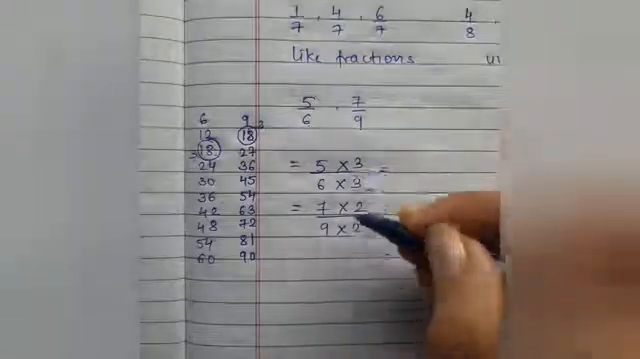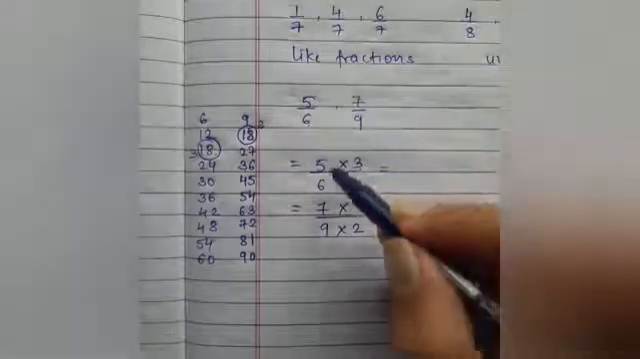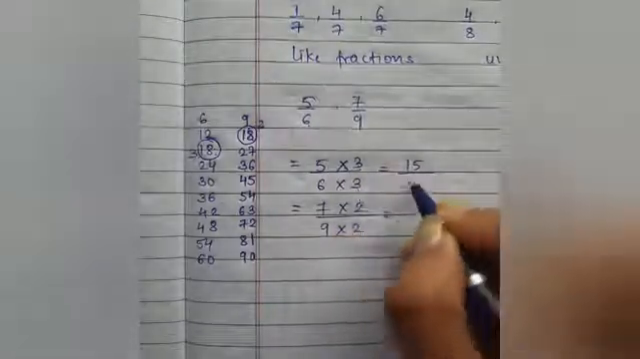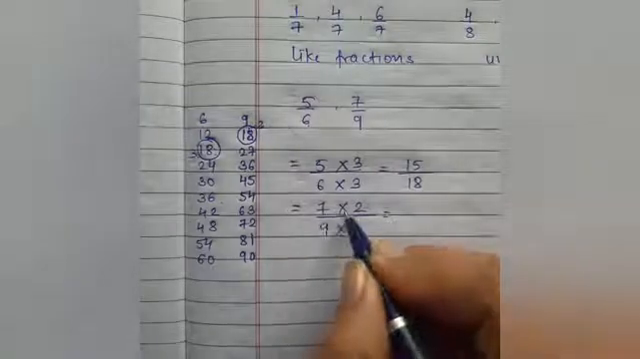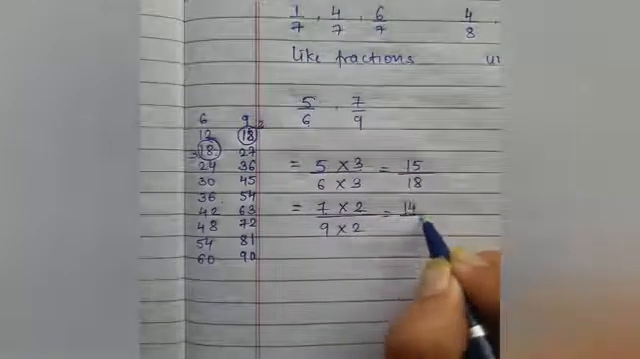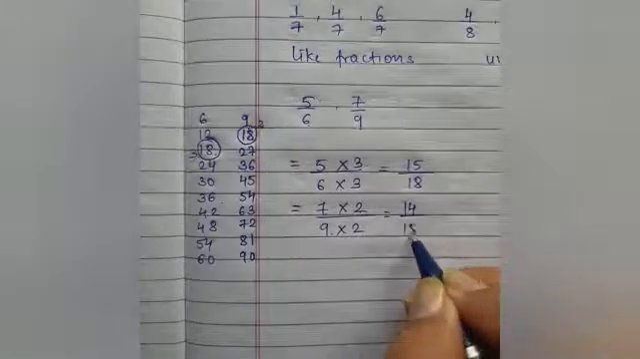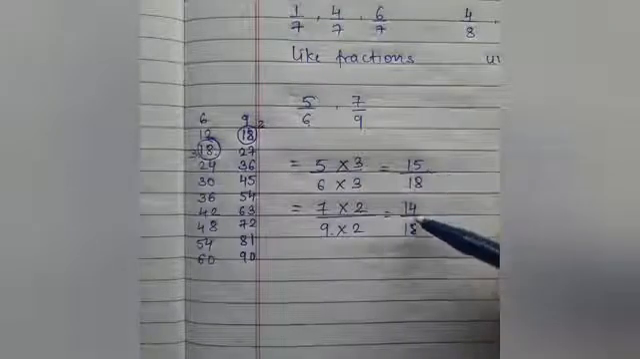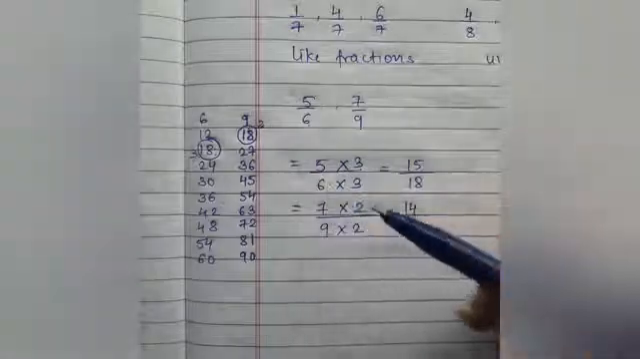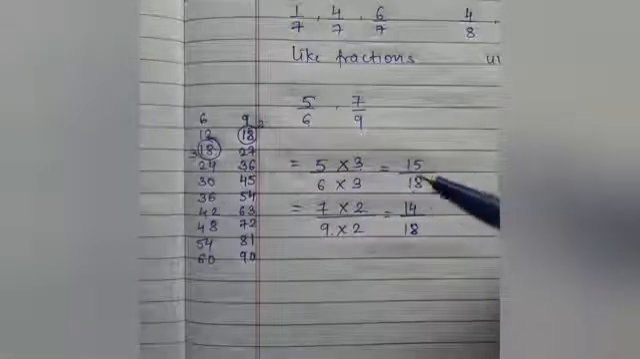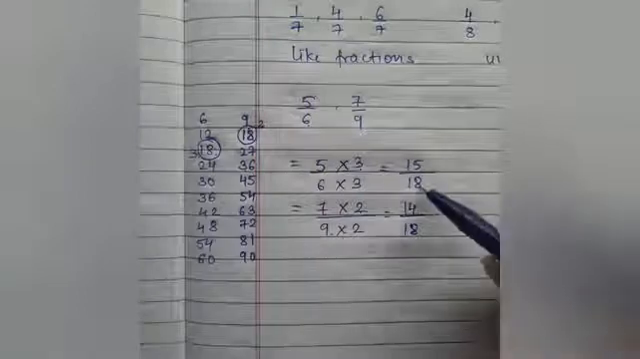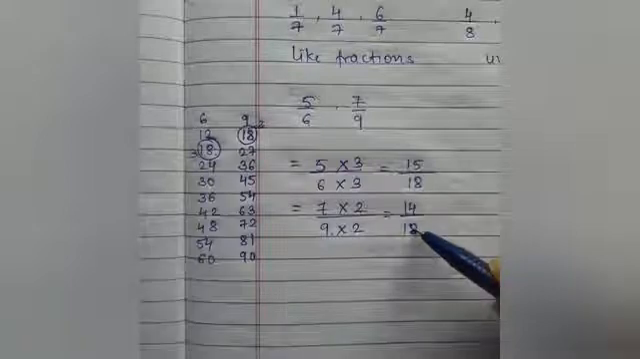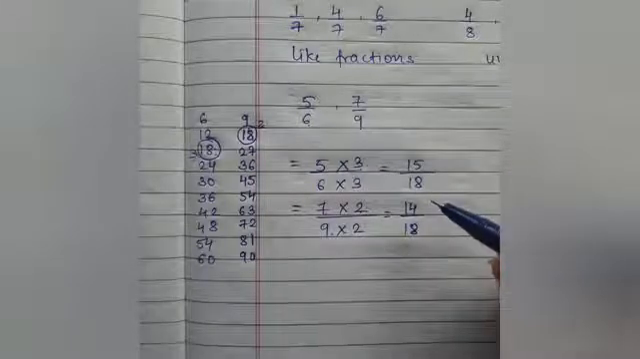Finding the values, 5 into 3 is 15 upon 6 into 3 is 18, and 7 into 2 is 14 upon 9 into 2 is 18. Now we got our fractions equivalent to the original fractions, and we see that our denominators have become equal. That is, now they have become like fractions.